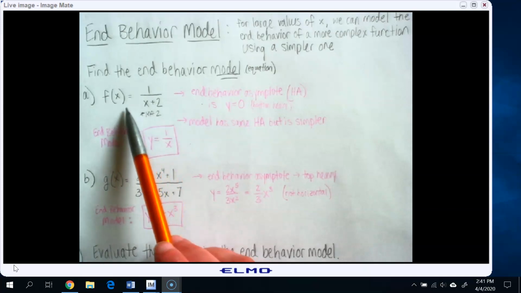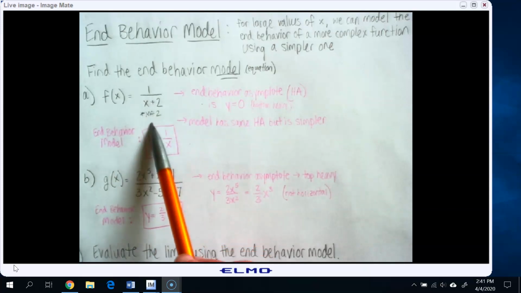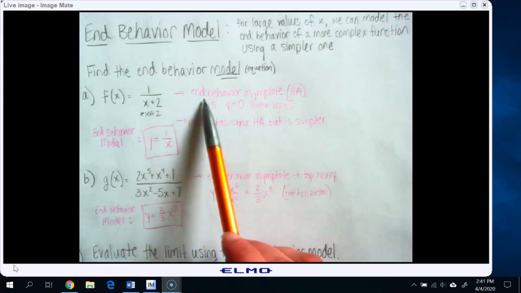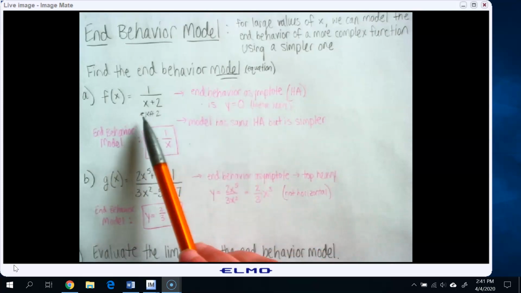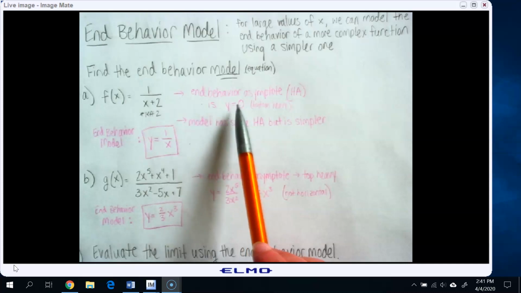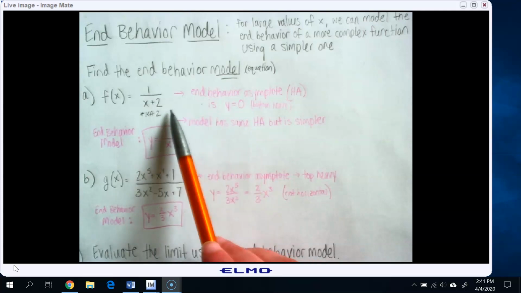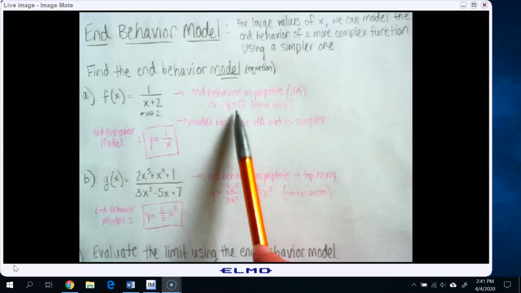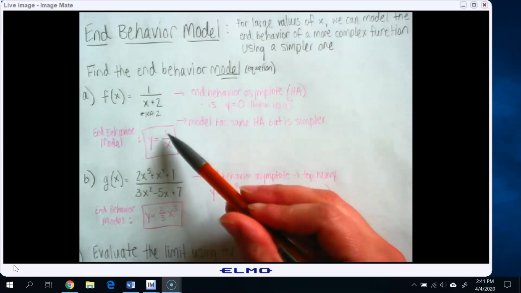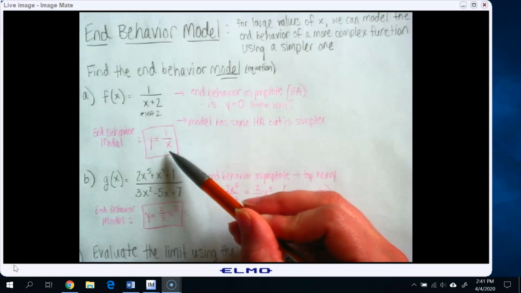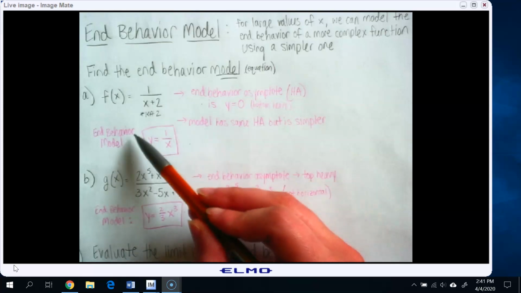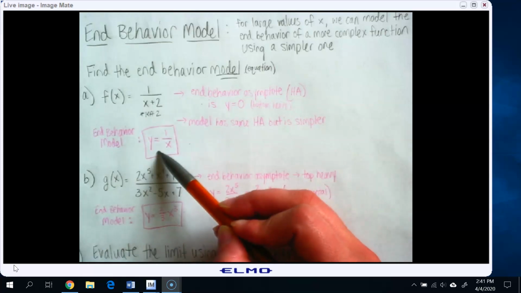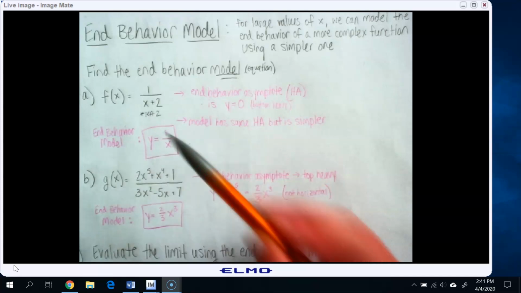So in this function, I have 1 divided by x plus 2, which is kind of like saying left 2. So I know my end behavior asymptote, since this is bottom heavy, is going to be y equals 0. All right, so I'm trying to think of a simpler function that I know is very similar to this one that also has that same end behavior asymptote. Well, remember, this is the same thing as the parent function 1 over x, just shifted left 2. The left 2 didn't change the horizontal asymptote, so I can just use the parent function to represent my end behavior. So that's why my end behavior model is just y equals 1 over x.